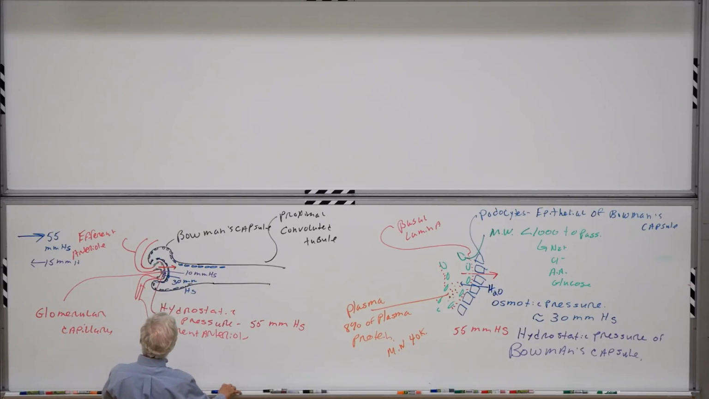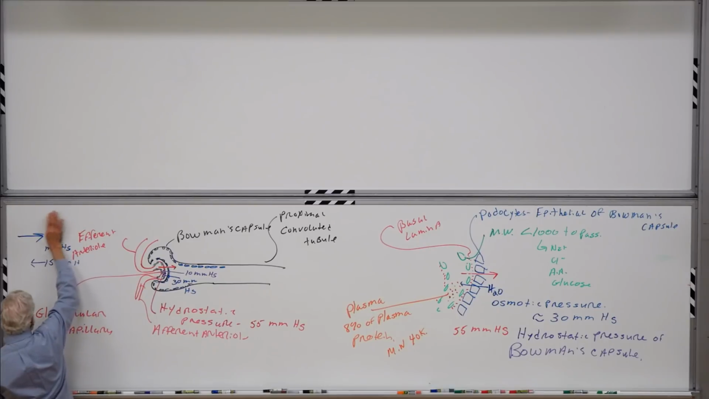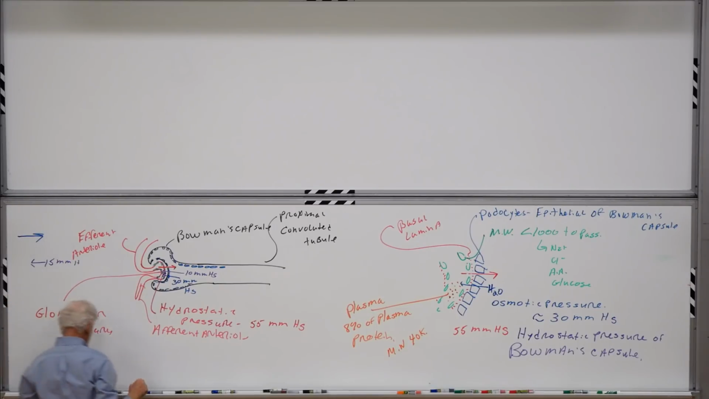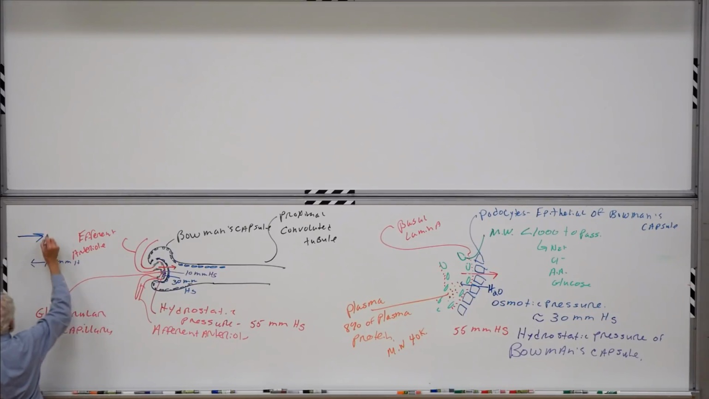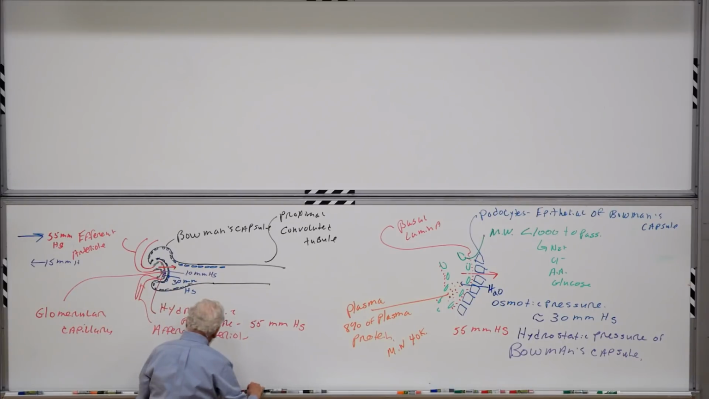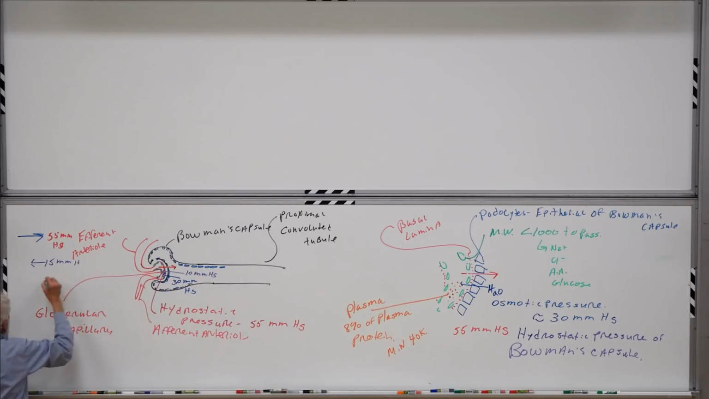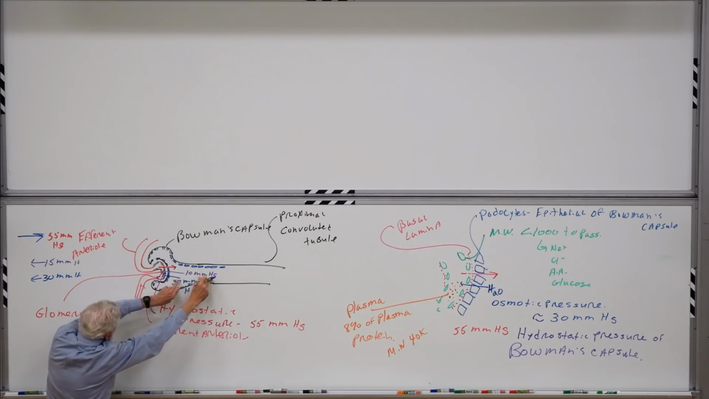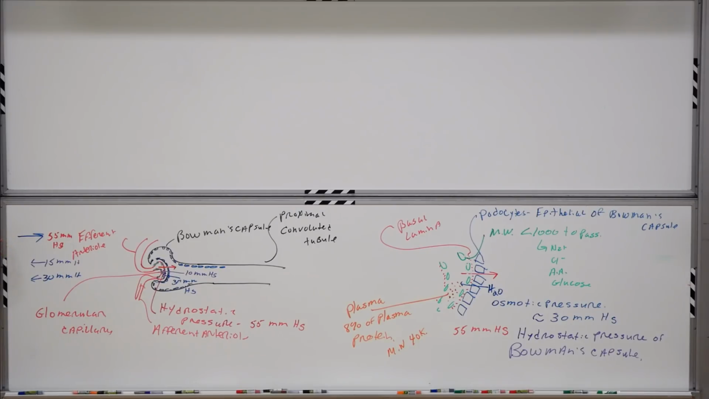Oh, let me put this in red. I'm sorry. So this is 55 millimeters of mercury. 15. And then in blue, the osmotic pressure, the water pressure, is about 30 millimeters of mercury. But that's also moving from Bowman's capsule back into the blood vascular compartment.